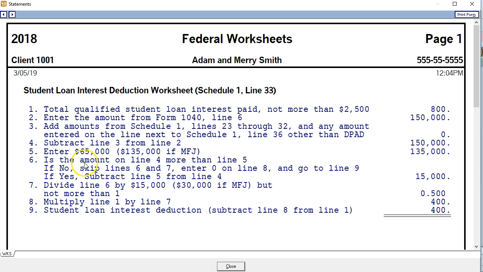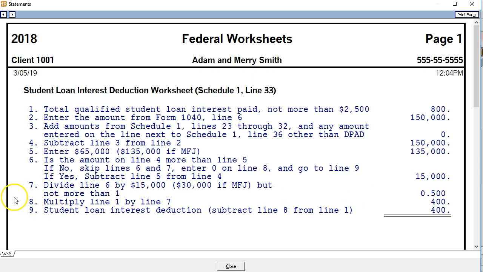Number 5, enter 65,000 or 135,000 if married filing joint. We're at married filing joint. These then are going to be the lower limits. So we've got the 150,000 and then we've got the lower limit of the 135 for married filing joint. Line 6 says, is the amount on line 4 more than the amount on line 5? If no, skip line 6 and 7, enter 0 on line 8 and go to line 9. If yes, subtract line 5 from line 4. So that's what we'll do here and get the 15,000.